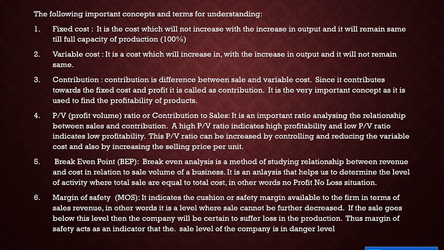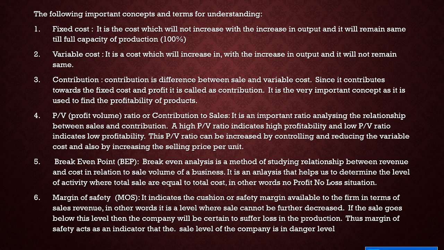Now, the fourth concept is the PV ratio, or profit volume ratio, or contribution to sales ratio. It is an important ratio analyzing the relationship between the sales and contribution. A high PV ratio indicates high profitability and a low PV ratio indicates low profitability. Therefore, this PV ratio can be increased by controlling and reducing the variable cost and also by increasing the selling price per unit.